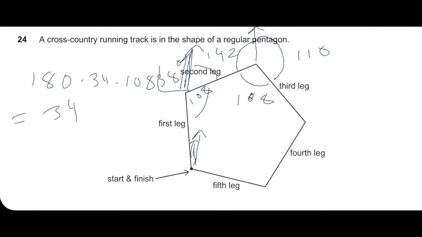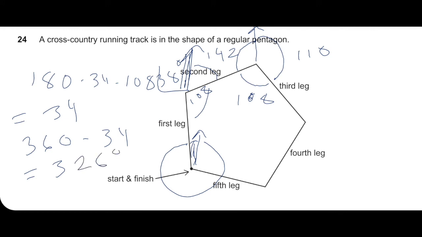And we want to work out the bearing from the first leg, so we need this entire angle. So 360 minus 34 is equal to 326 degrees. And that is the answer to question number 24. And therefore, the answer to this question is H. That's question number 24 completed.